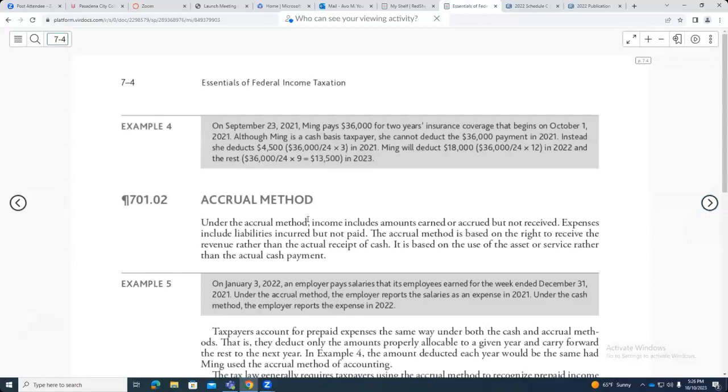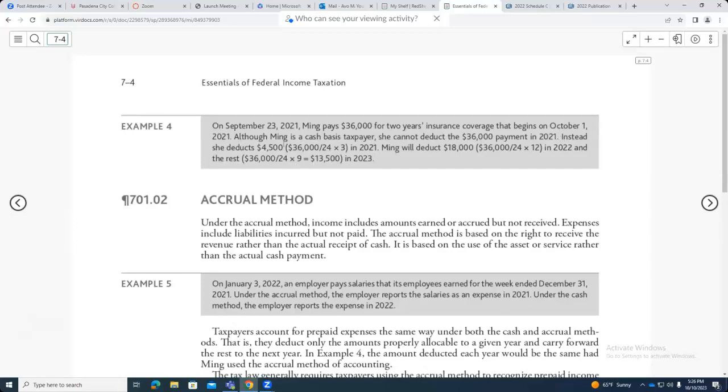Okay, so on September 23rd, Min pays $36,000 for 2 years of insurance coverage. Oh, this is your question, actually. That begins on October 1st of 2021. October, November, December, that's 3 months. Although Min is a cash basis taxpayer, she cannot deduct the $36,000 payment in 2021.